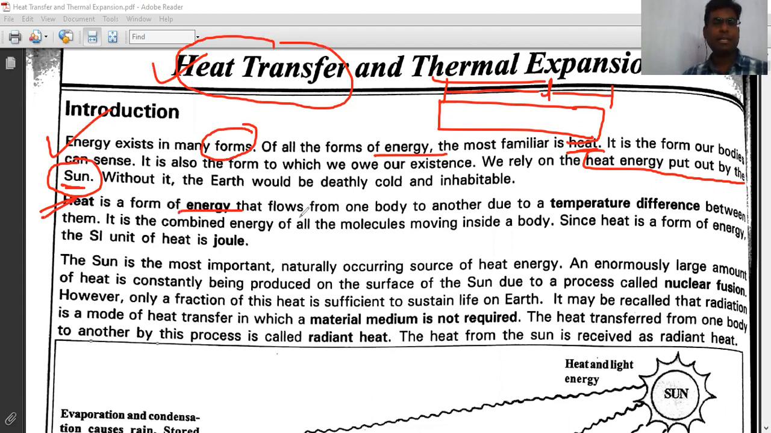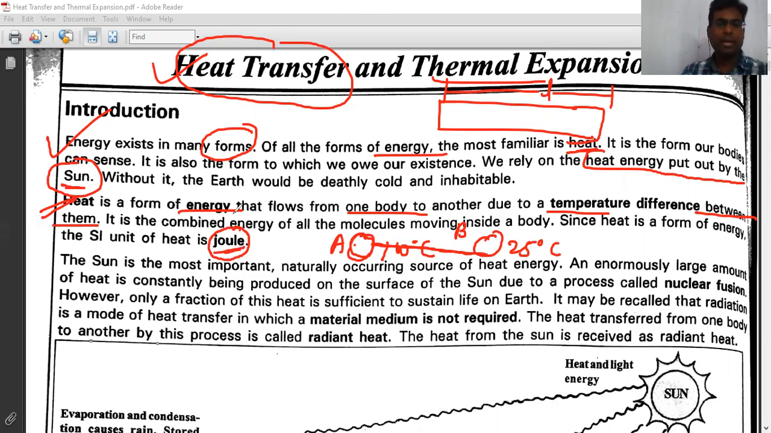Heat is a form of energy that flows from one body to another due to the temperature difference between them. Suppose body A has a temperature of 100 degrees Celsius and body B has a temperature of 25 degrees Celsius. When we connect A and B together, heat flows from A to B because A has a higher temperature than B. So heat is a form of energy that flows from higher temperature to lower temperature, and its SI unit is joule.